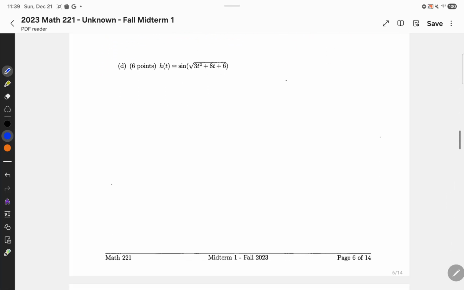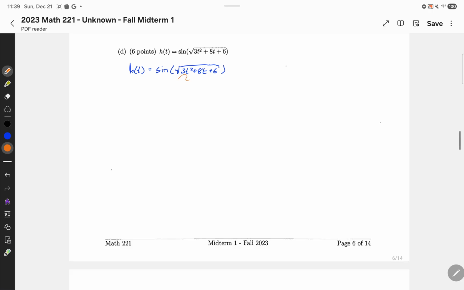Now, moving on to part D, we have h of t is equal to sine of the square root of 3t squared plus 8t plus 6. So again, this is going to be kind of an ugly chain rule because we have a function, and actually a radical, within another function. So let's go ahead and just start with the chain.